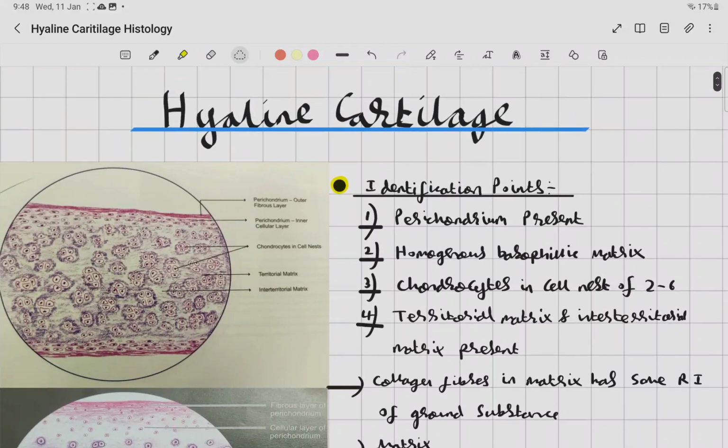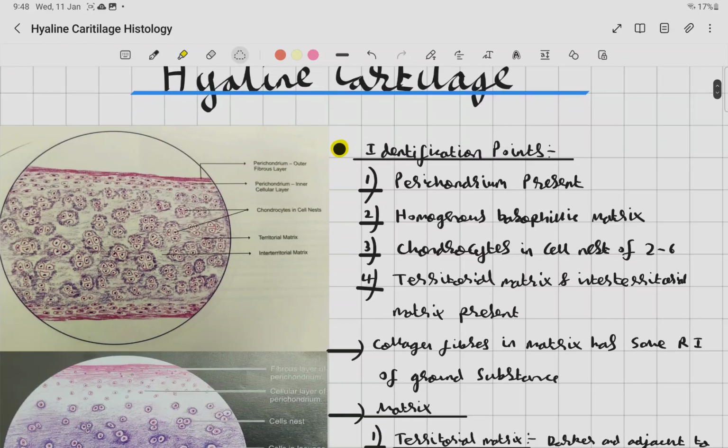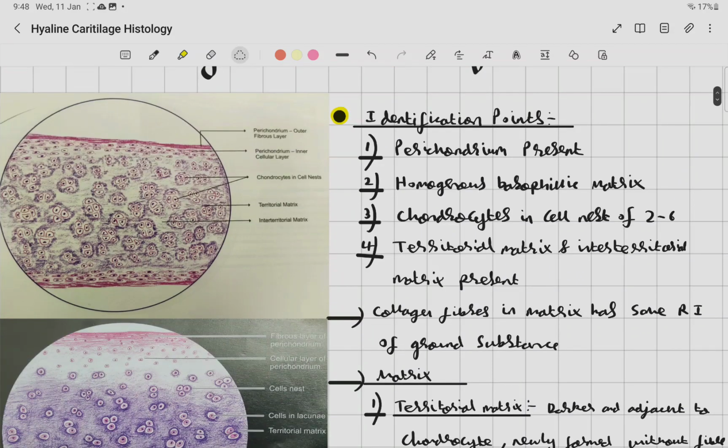The identification points of hyaline cartilage are: perichondrium present, homogeneous basophilic matrix, chondrocytes in cell nests of 2 to 6, and territorial matrix and interterritorial matrix present.